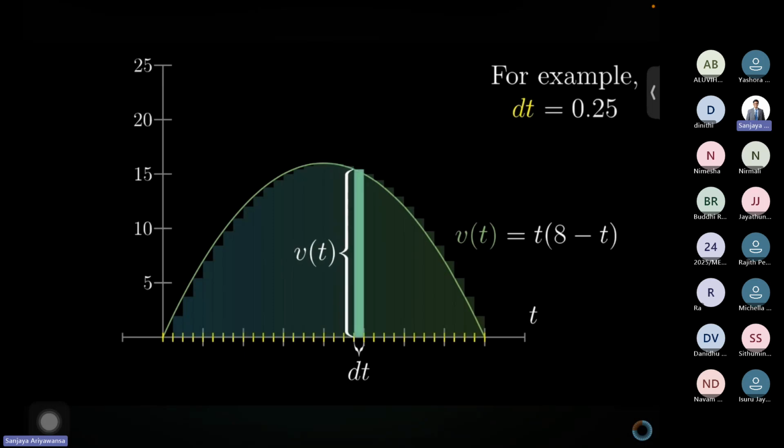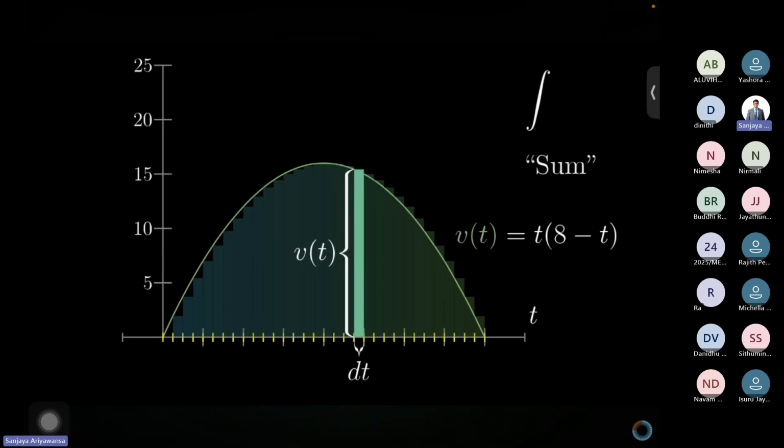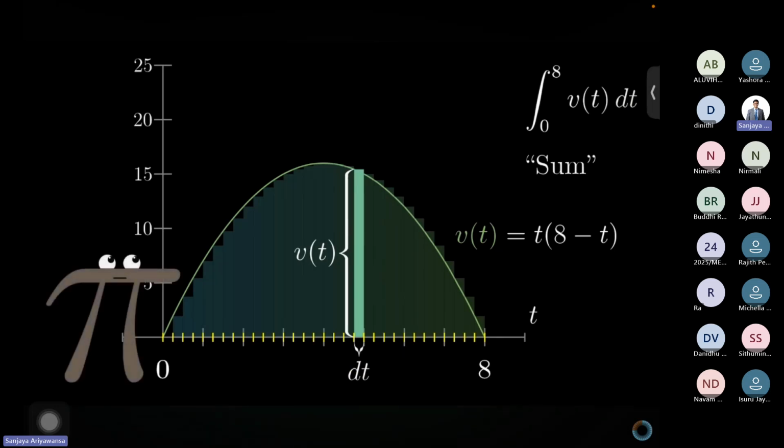I'm going to write out an expression for the sum of the areas of all those rectangles in kind of a funny way. Take this symbol here, which looks like a stretched S for sum, and then put a 0 at its bottom and an 8 at its top to indicate that we'll be ranging over time steps between 0 and 8 seconds. And as I said, the amount we're adding up at each time step is v of t times dt.